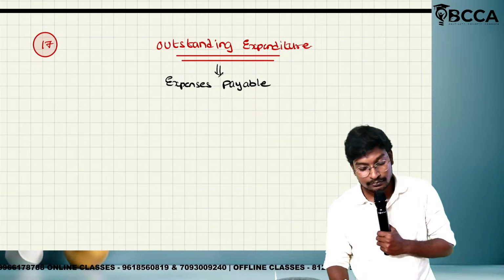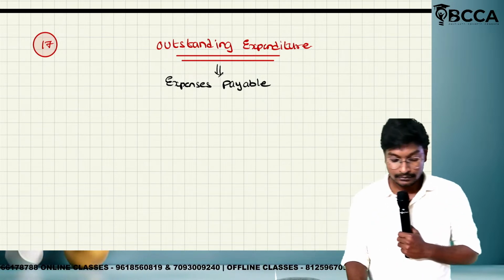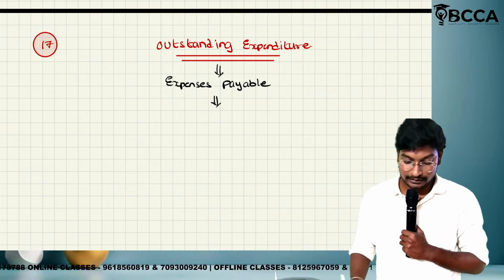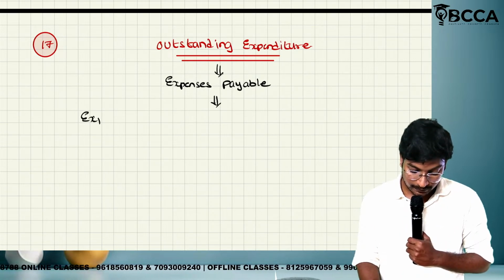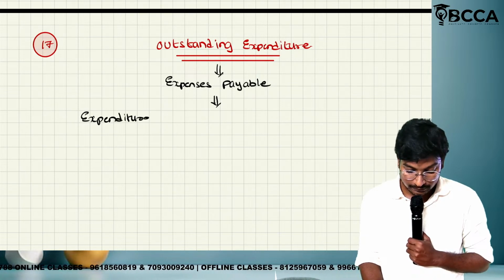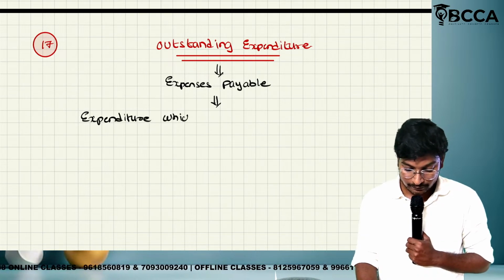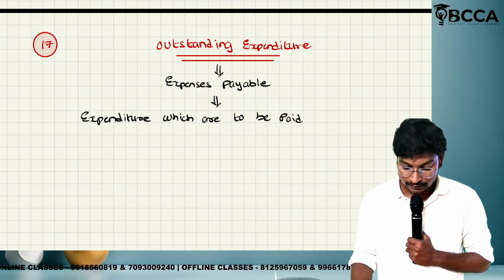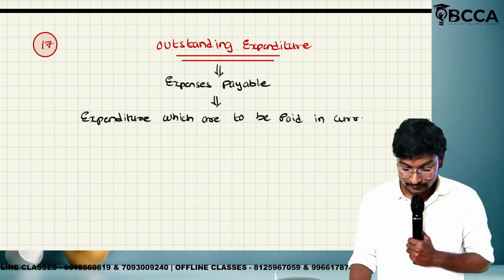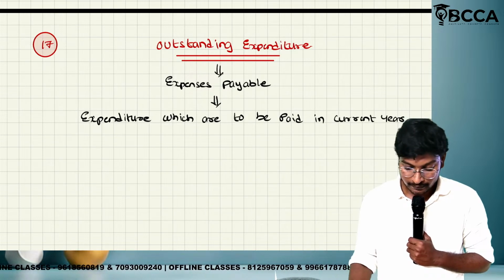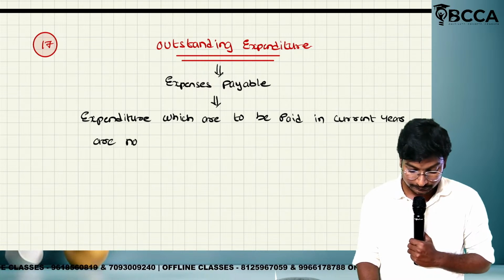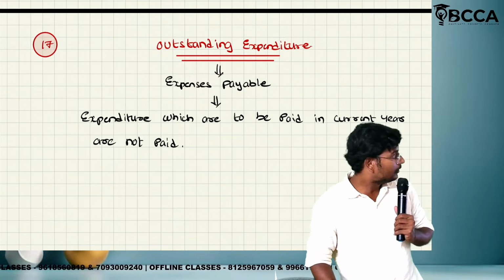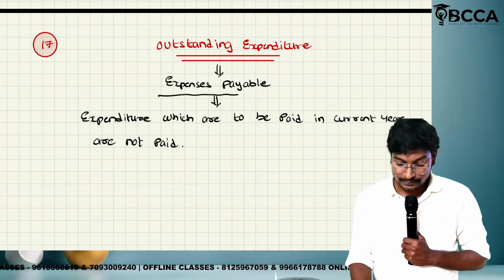Expenses payable is called outstanding expenditure. Clearly, it means the expenses which are to be paid in the current year, or not paid. Simply we can call it expenses payable.